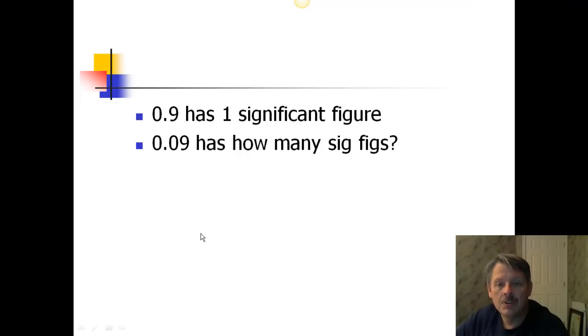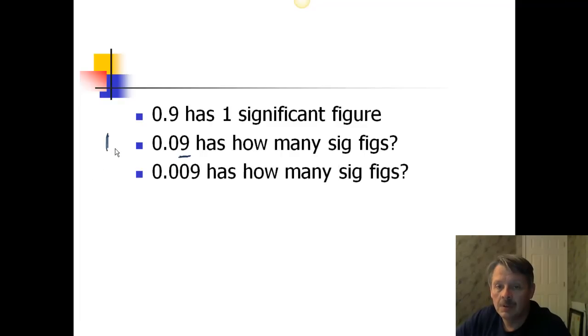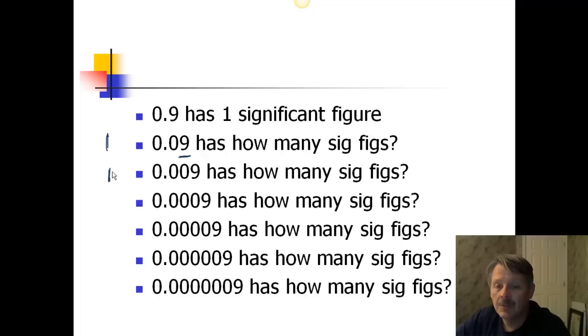And if I look at 0.09, how many sig figs does it have? Pause the video, see if you can figure it out. All right, be careful, because leading zeros never count. And zeros only count if they're after a non-zero digit. So this has 1 sig fig, just like the one above it. How about that one? Same thing, 1 sig fig. And as we look at all of these numbers, you'll notice that the leading zeros, we never count them as significant digits. The only significant digit we have here is the 9. So each one of these numbers has 1 significant figure.